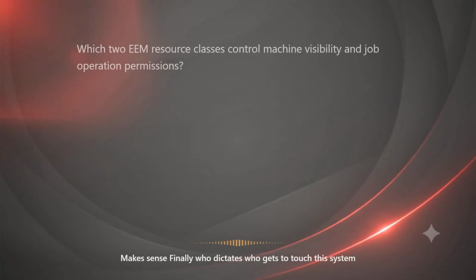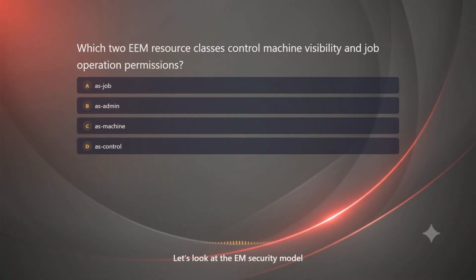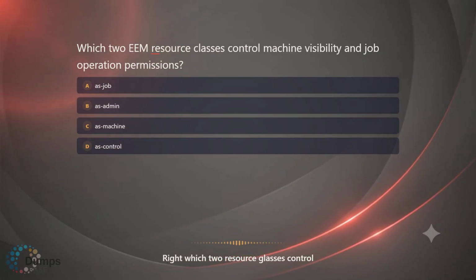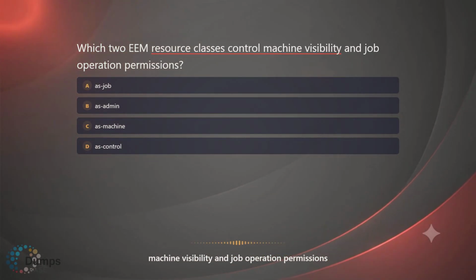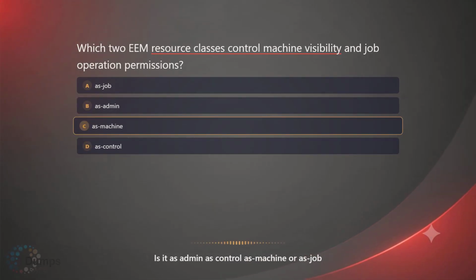Makes sense. Finally, who dictates who gets to touch this system? Let's look at the EM security model. Right, which two resource classes control machine visibility and job operation permissions? Is it as admin, as control, as machine, or as job?